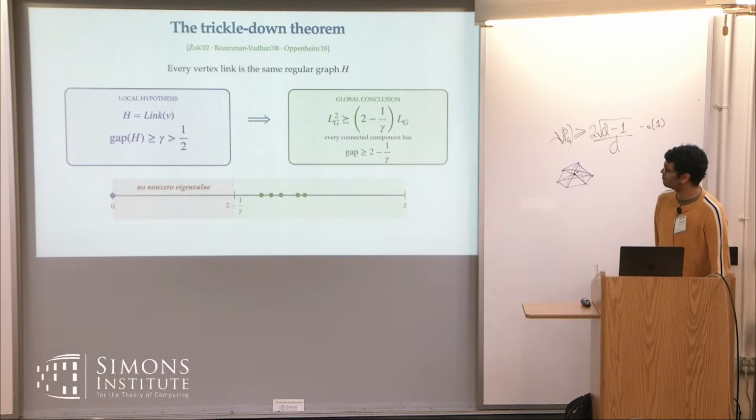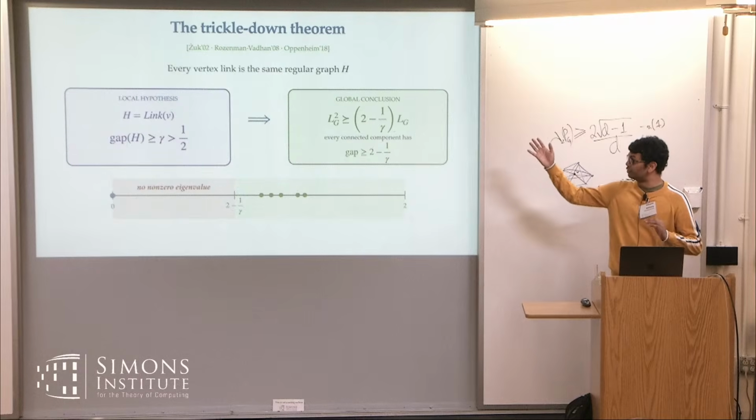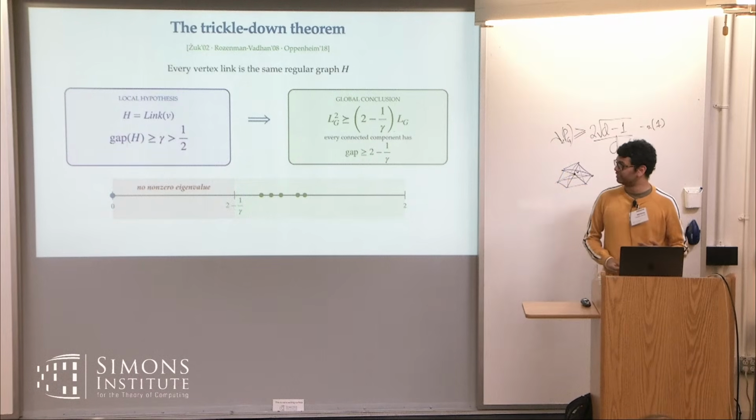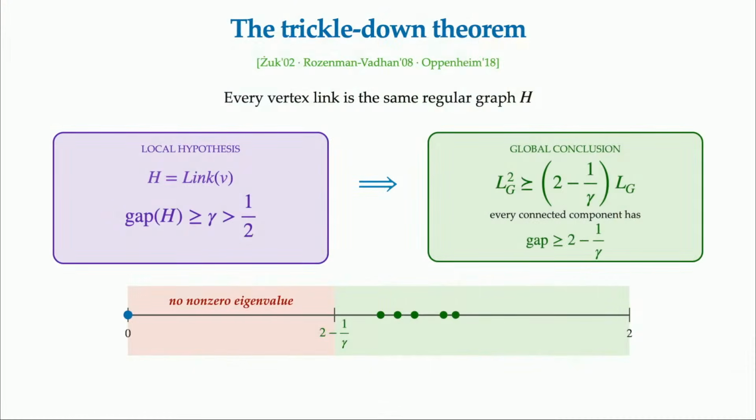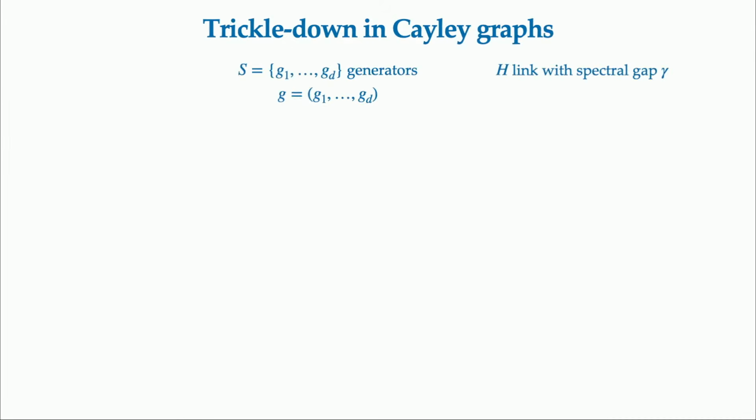Okay, so you actually don't need all the graphs to be the same, but I wanted to make that assumption. Firstly, because it's true in Cayley graphs, but secondly, it also lets me articulate a proof in a way that generalizes to other settings. Okay, so maybe let's talk about what trickle-down might look like in a Cayley graph.